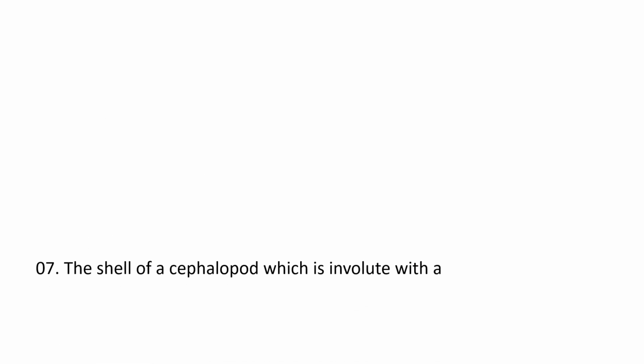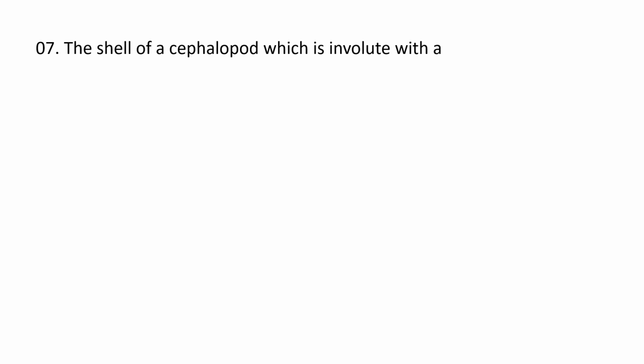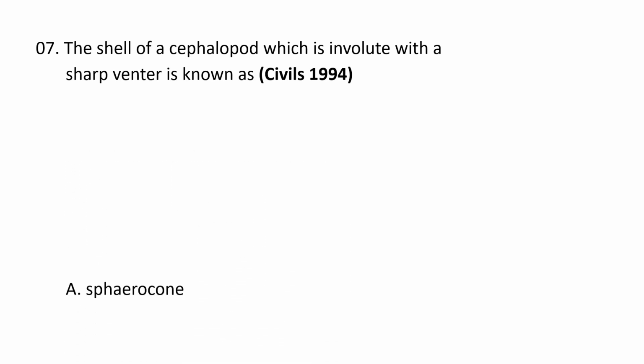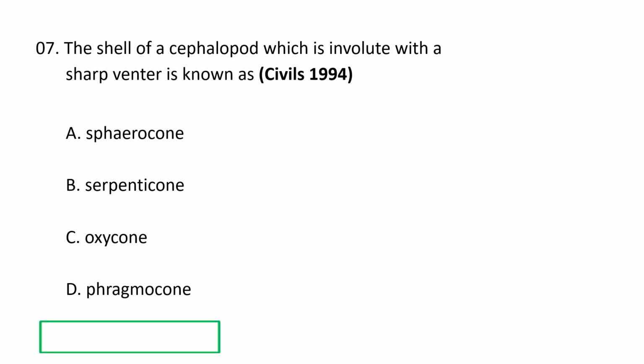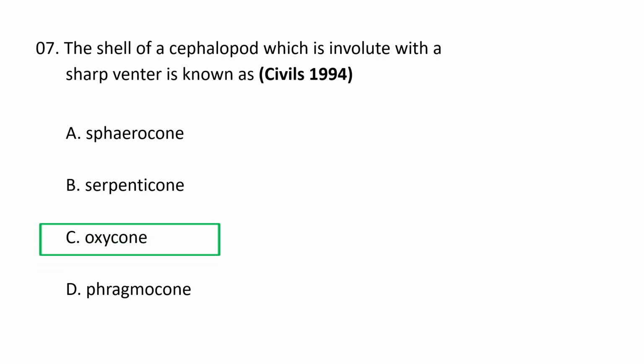Next question. The shell of a cephalopod which is involute with a sharp venter is known as A. Spirocone, B. Serpenticone, C. Oxycone, D. Phragmocone. The correct option goes as C.